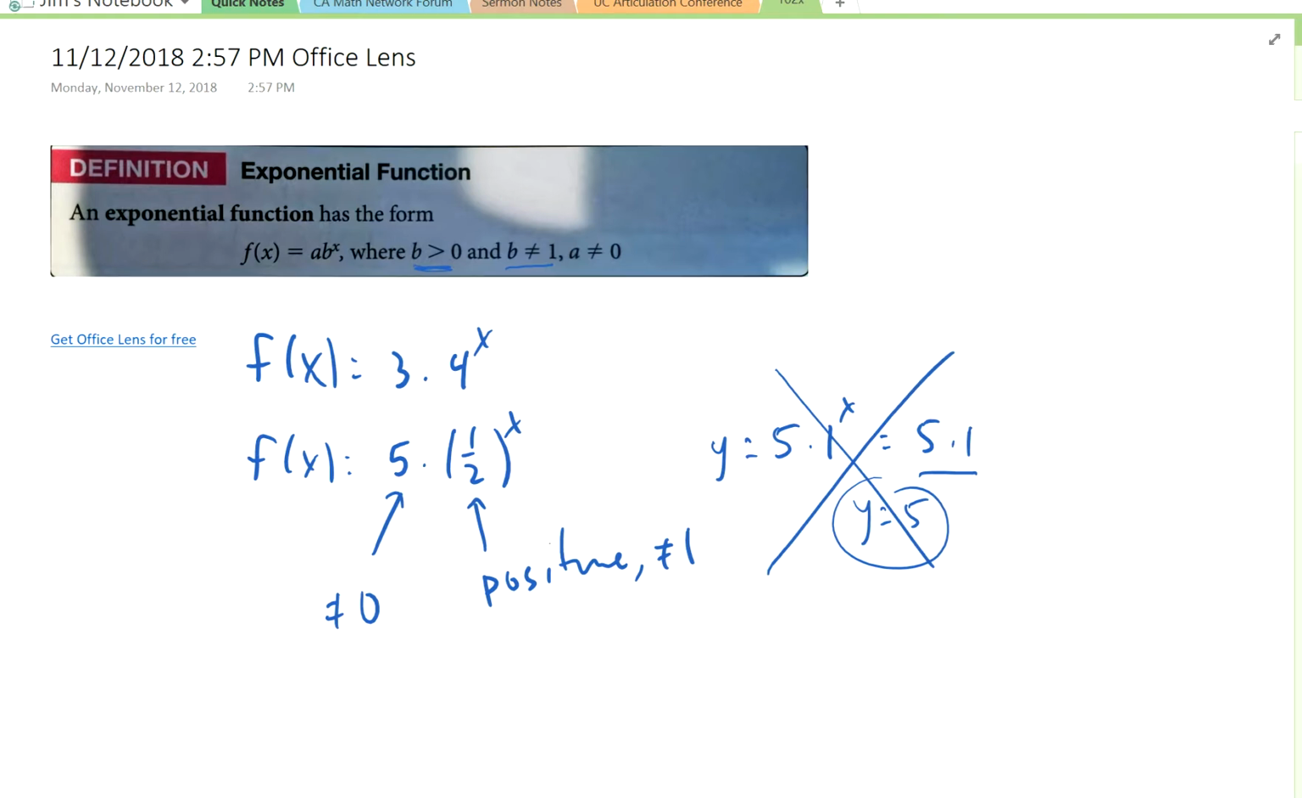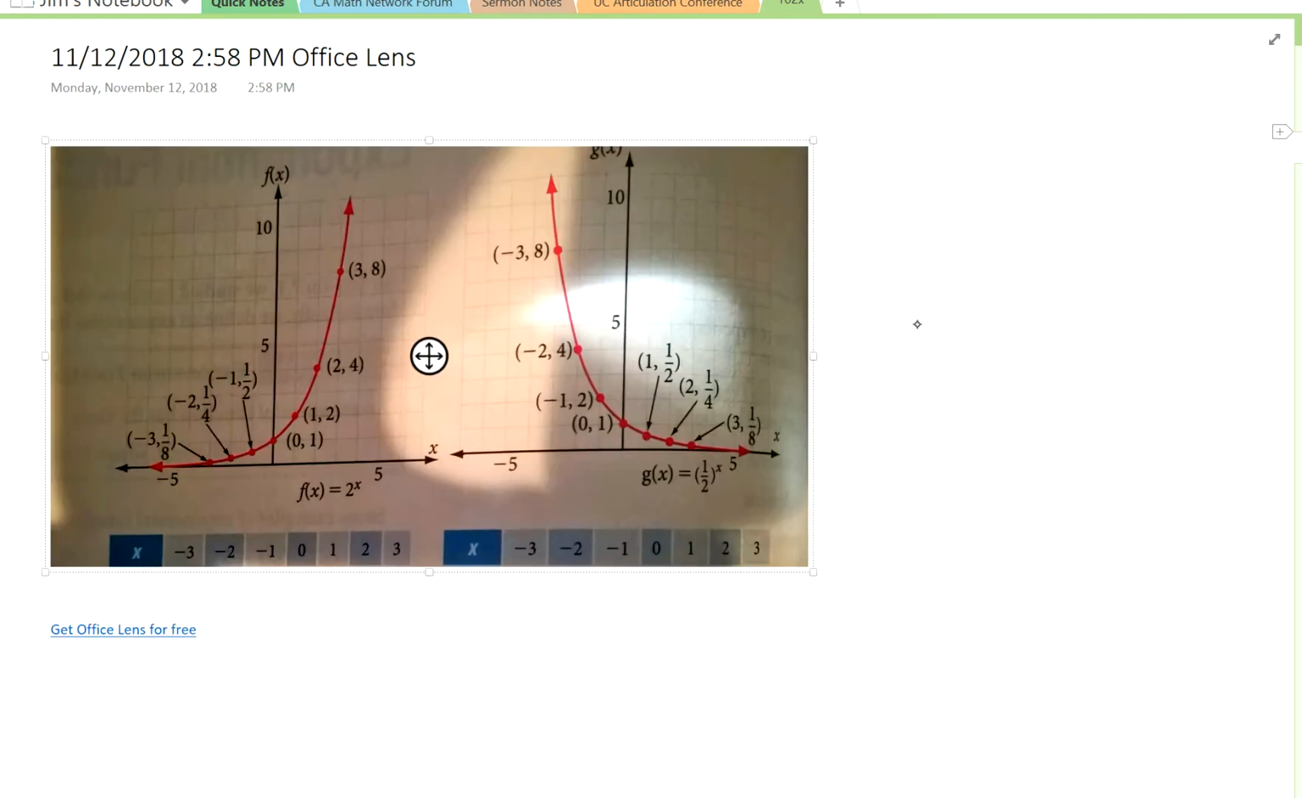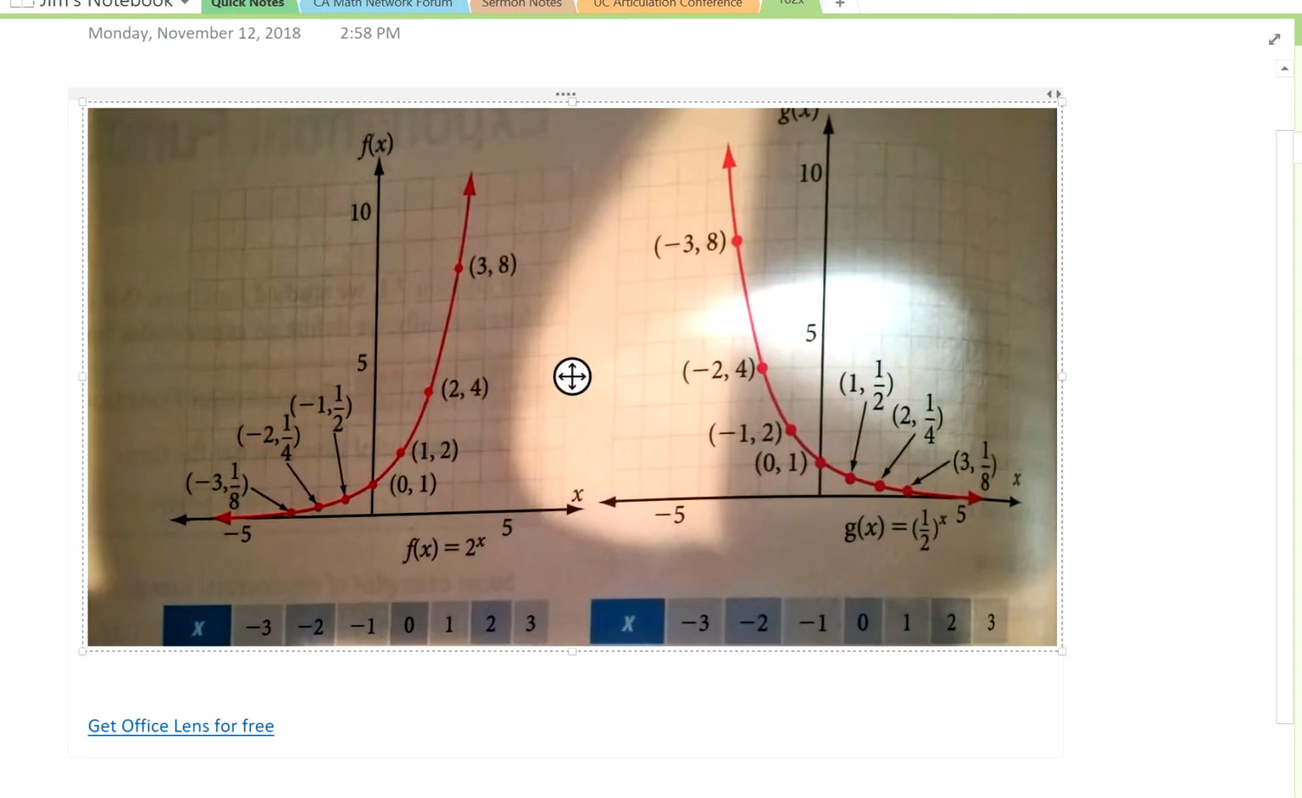Okay, so let's take a look at some graphs here. I'm keeping an eye on the time, I don't want to make this too long. So here's my function 2 to the x, and I plug in values. If I plug in 0, there's 1. Plug in 1, I get 2. Plug in 2, I get 4, and so forth. Plug in -1, and I get 2 to the -1, which is 1/2. See, these negative exponents are a big deal.